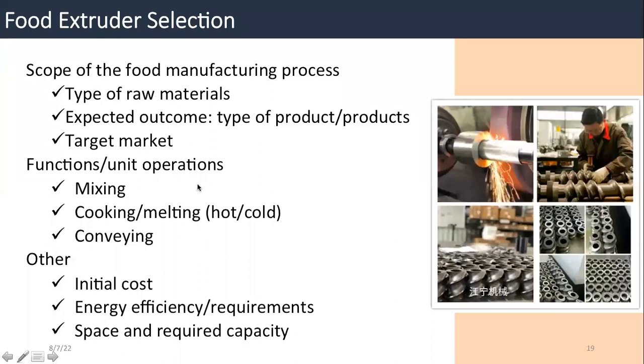Then functions and unit operations. You know what the functions are? Mixing, heating, melting, drying. There are so many functions. Conveying. So what type of functions do we need?